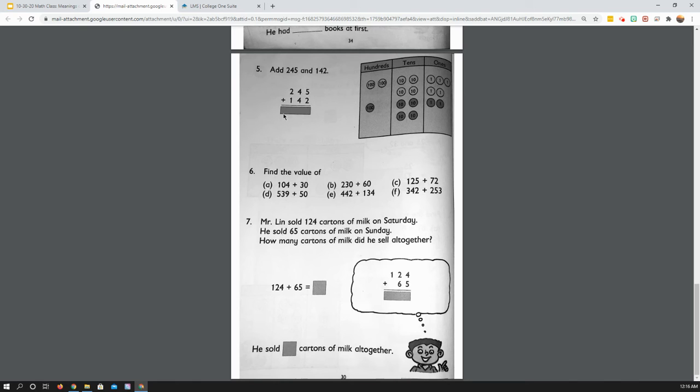So remember, this is how you're supposed to write the numbers vertically. You write the numbers standing up, okay? And after you do that, you add the numbers. First, you add the numbers in the ones place, then you add the numbers in the tens place, and then you add the numbers in the hundreds place. And that's what you're going to do on this page, on page 30 from your textbook.